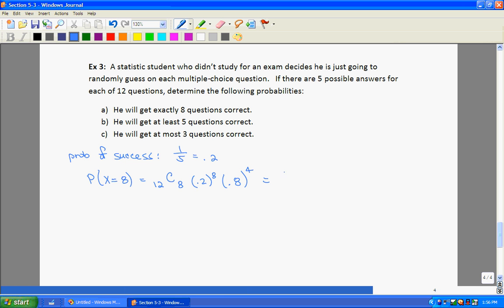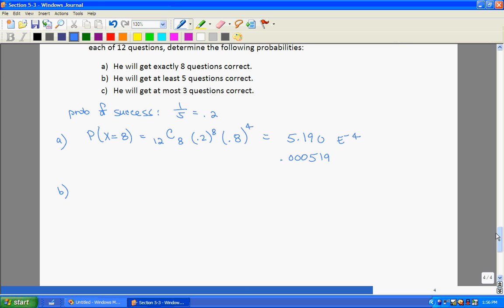Pretty small. You're probably getting something like this on your calculator. Remember that means move your decimal 4 places to the right. So it's a pretty small chance that he's going to get exactly 8 questions right. Let's take a look at B.